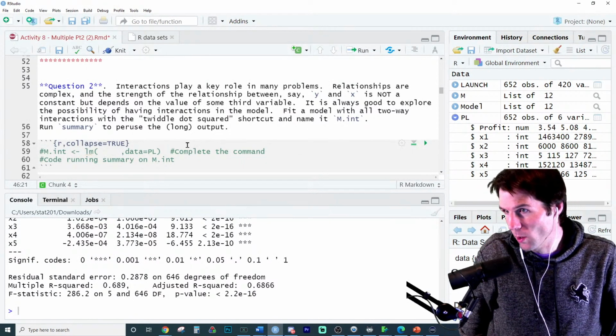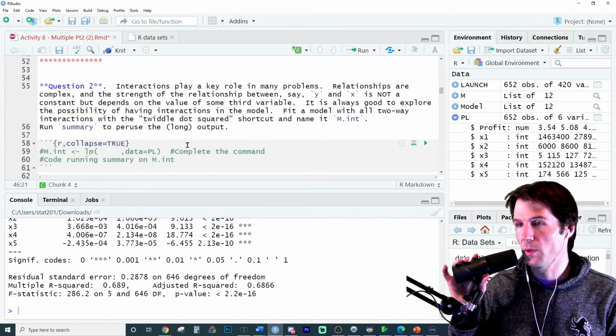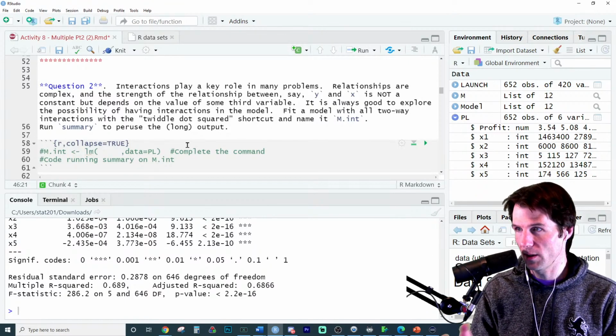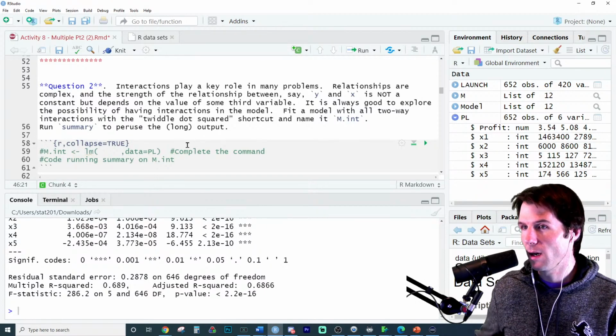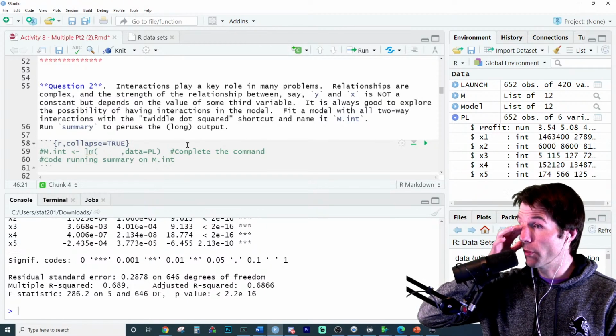Interactions play a key role in many problems. Relationships are complex, and the strength of the relationship between, say, Y and X is not constant, but depends on the value of a third variable.